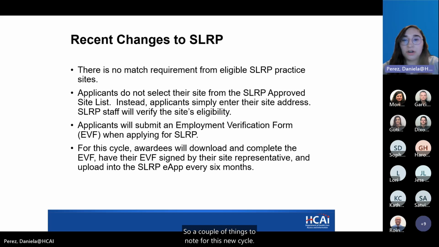A couple of things to note for this new cycle. If you are attending this webinar as a continuation grantee, there are a few changes occurring this cycle. Most of these changes took place during last year's cycle, but they are still important to note. The most significant change is that this is a no-match cycle, meaning that no match payment is required from eligible SLRP practice sites. Since it is a no-match cycle, applicants will not be selecting their site from the SLRP approved site list on the application.